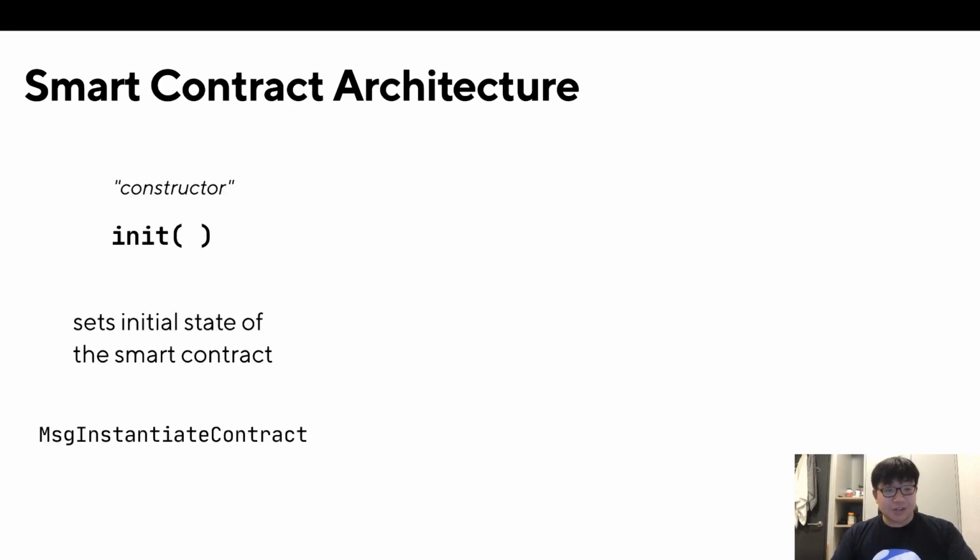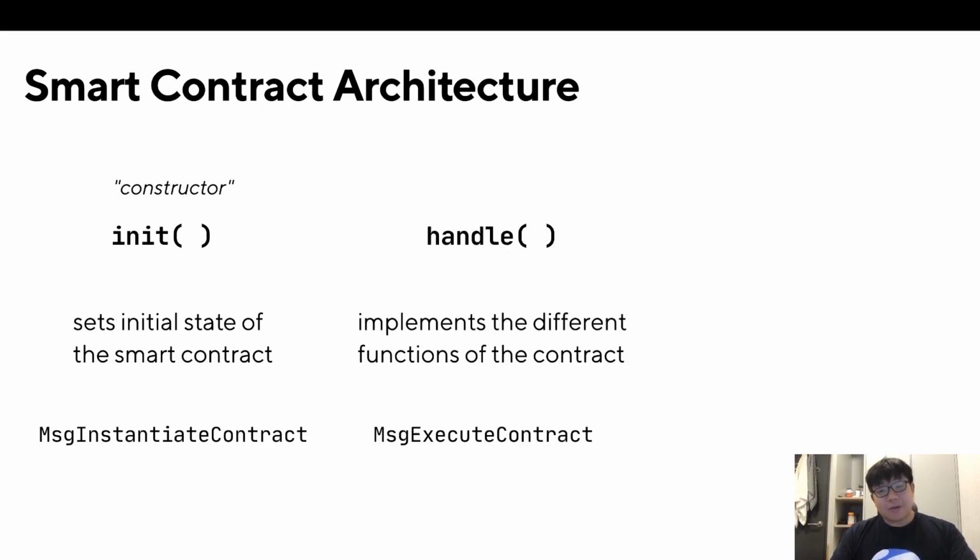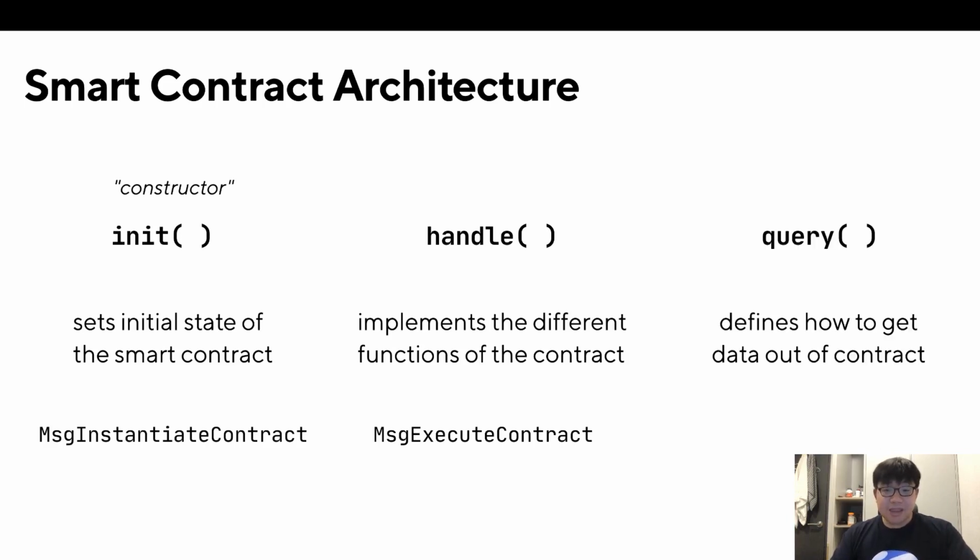So the first is the constructor, which sets the initial state of your smart contract, and this is sent in a message instantiate contract. The second one is a handle method, which will implement the different functions of your contract. So, for instance, if I had an ERC20 token, the handle method should be able to receive different requests through the handle message, and implement things like burn, transfer, approve, etc. And finally, you have to define a querier, which tells the contract how to get data and interpret it back into a form that users can understand.